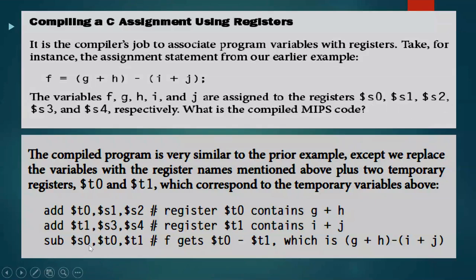So what you're going to do? Subtract $S0 comma $T0. Usually in T0 you're going to have G plus H. In T1 you're going to have I plus J. So sub $S0, $T0, $T1 means F now gets $T0 minus $T1, which is G plus H minus I plus J. So this is how the instructions you write in a high level language are converted into MIPS assembly level language.